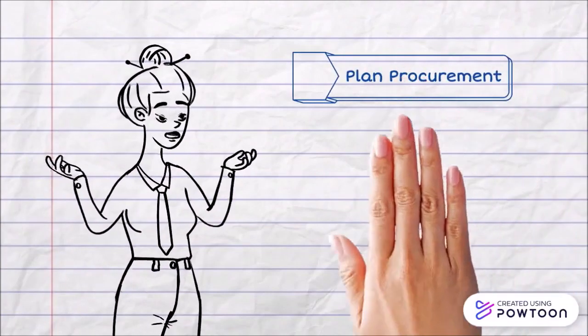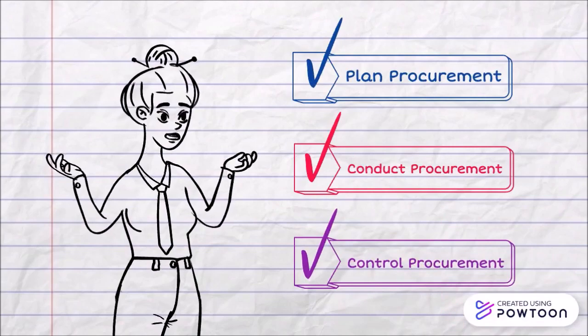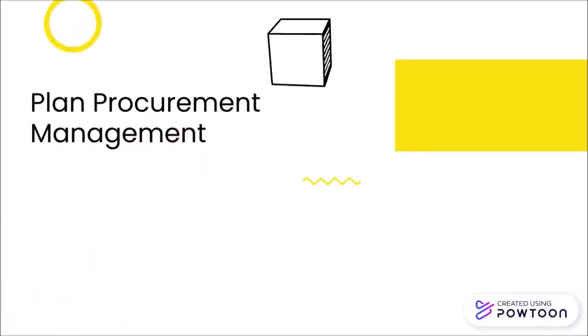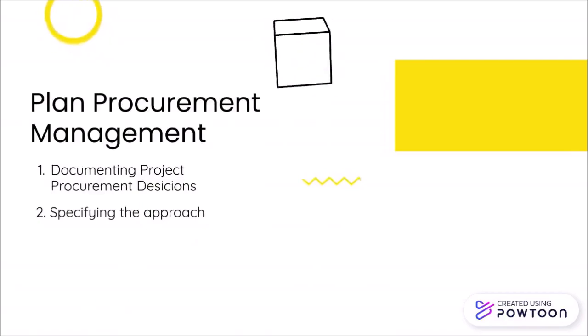Project procurement management includes three processes: plan procurement, conduct procurement, and control procurement. Let's start with plan procurement. Plan procurement is the process of documenting project procurement decisions, specifying the approach, and identifying potential sellers.